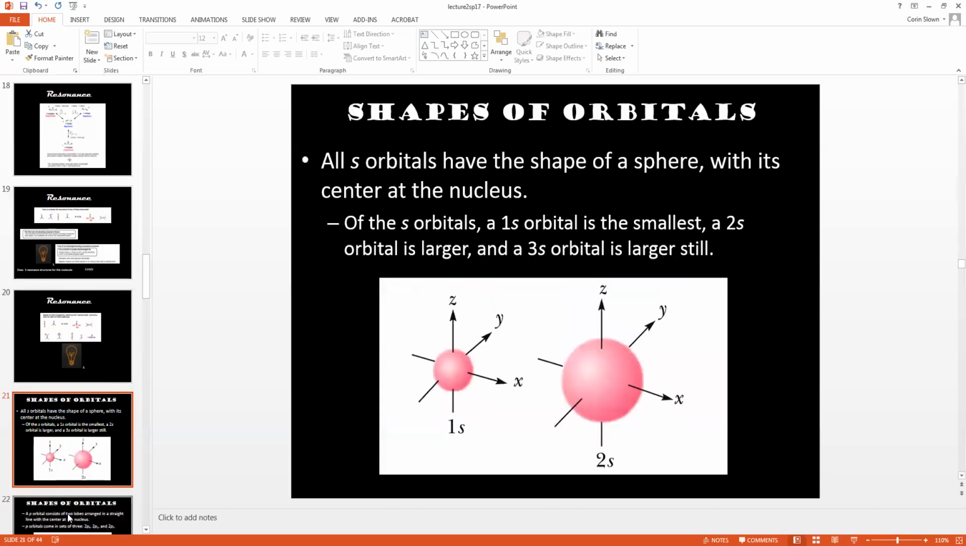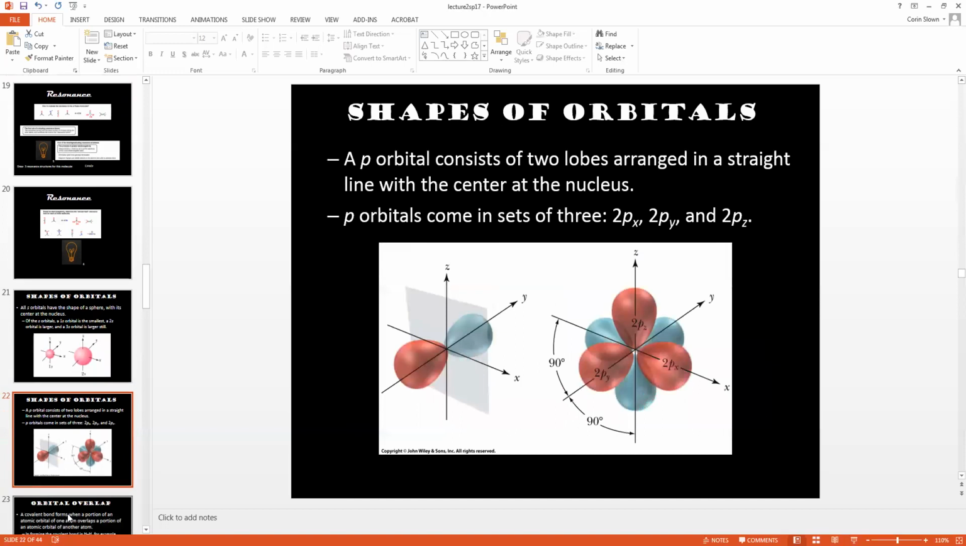The last thing we're going to talk about today are the shapes of orbitals. When we think about orbitals, we're talking about, again, the distribution of electrons, and whether or not they're distributed in a sphere, for example, an s orbital. Notice the more electrons you have, the larger an orbital becomes. A p orbital has 2 lobes that look like balloons arranged in a straight line.